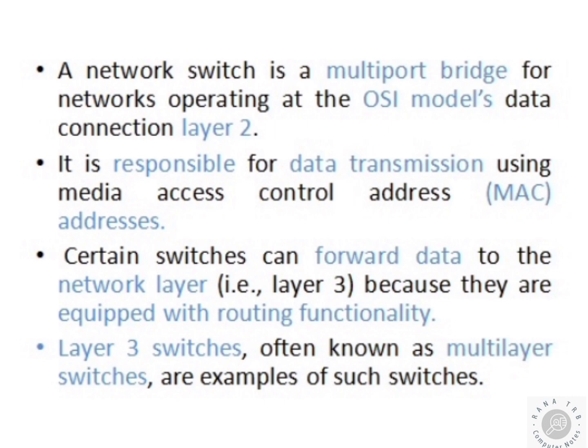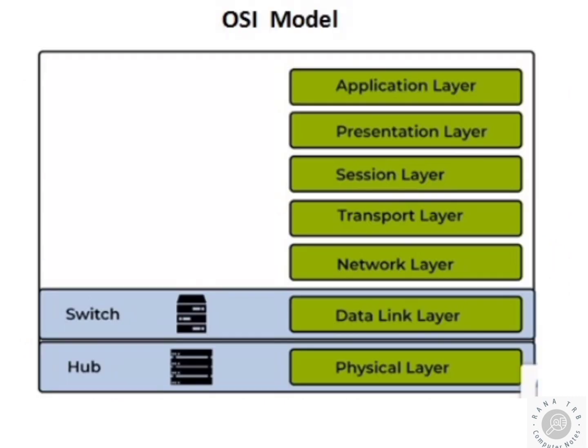Here the main function of the switch is to transfer the data based upon the MAC address, that is media access control address. And finally we can use the switch to forward the data at layer 3, that is the network layer of the OSI model, because it has routing functionalities, that is router functionalities, routing table functionalities. So a layer 3 switch is often known as a multi-layer switch. These are the various layers of the OSI model: physical layer, data link layer, network layer, transport layer, session layer, presentation layer and application layer.